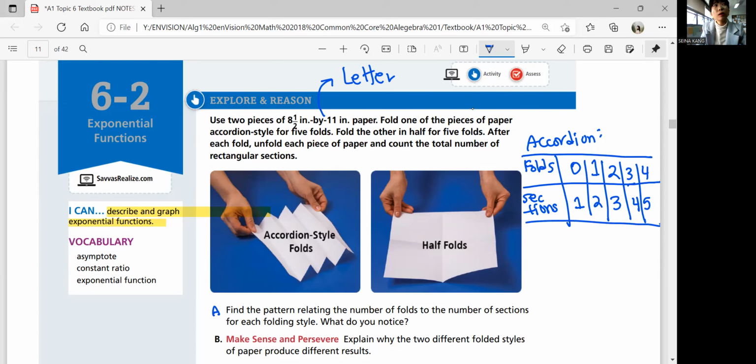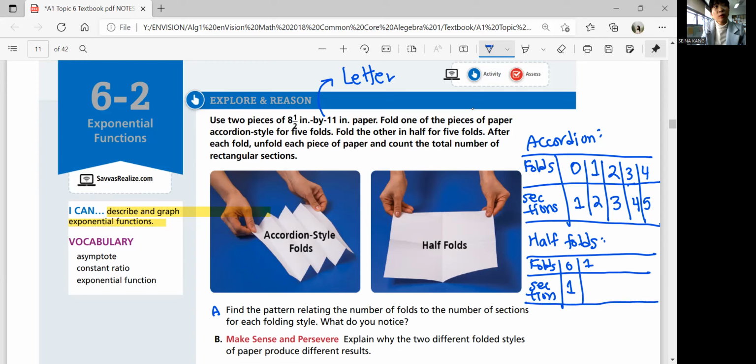Okay. What about half folds? So you still start with one paper without any fold, right? So that's 1 section. But if you fold it once, you have 2 sections. If you fold it half again, you get 4 sections because you had 2 sections. And then if you do that 5 times, you're gonna get 32 sections. So every time you fold it, your sections double up, right?